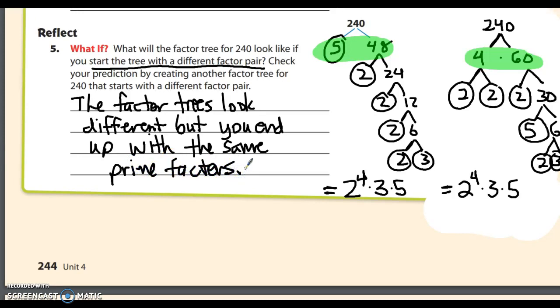Nice. Great job. You are successfully done with page 244. That's your introduction to prime factorization. Nice work.